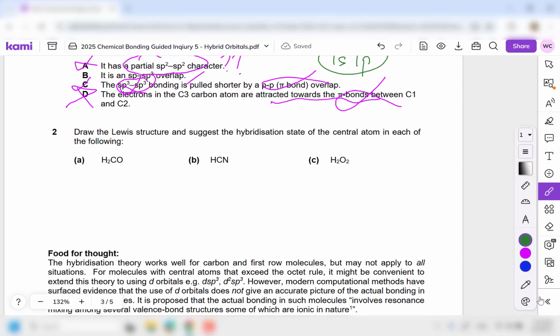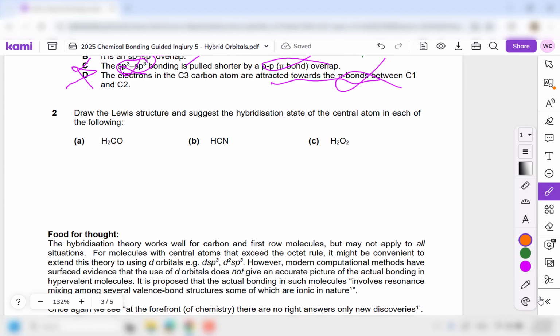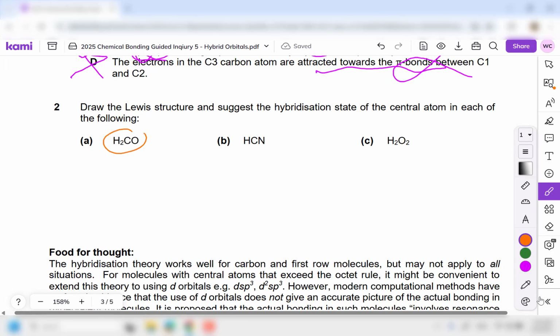Okay, now question 2, we're going to look at the Lewis structure and the hybridization state of a central atom. Again, this is formaldehyde. It's something you avoid in newly renovated houses, because it's toxic. So if I draw the Lewis structure, it looks like this. How do you determine the hybridization state? There's a simple way: you look at the number of pi bonds.